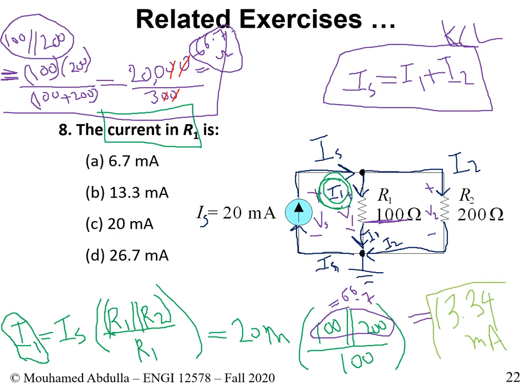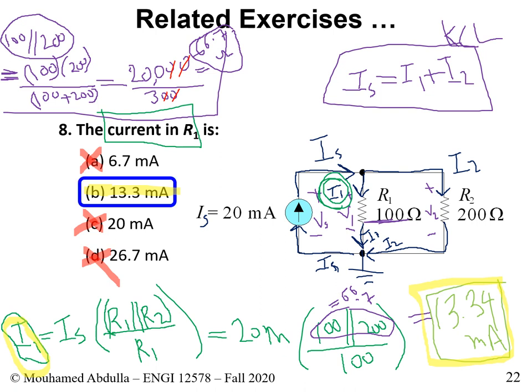So this is the result that we got, okay? So this is what it is. I1 is equal to 13.34 milliamp. So if we check the options that we have, it's not A, that's wrong. It's not C, that's wrong. It's not D, that's wrong. The answer seems to be B, right? So the answer that we expect to get is really B, and that's what we should get. So let's just check.